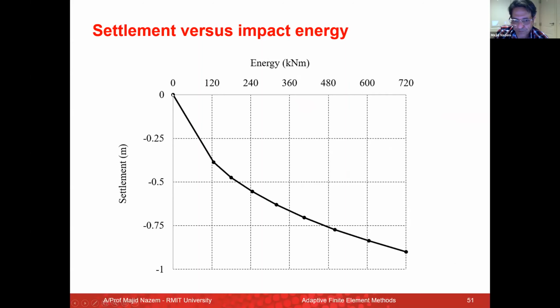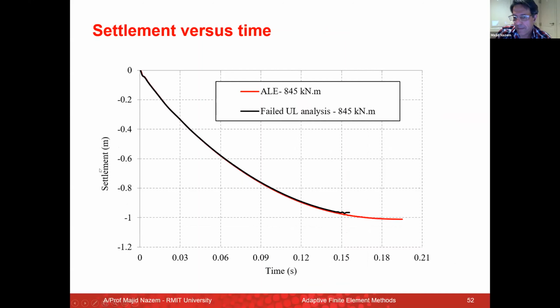So the settlement of this pounder definitely depends on the energy level, and in some cases this can be a relatively large displacement or settlement. This is a comparison between the R-adaptive method and the updated Lagrangian. Of course, this shows that you definitely need an adaptivity technique to solve this problem. This is for the energy of 845 kilonewton meter, when the impact velocity of the pounder was around 13 meters per second, which means the pounder is released from around 8.5 meters above the ground surface. And the final settlement is around 1 meter, or 1 radius of the pounder.